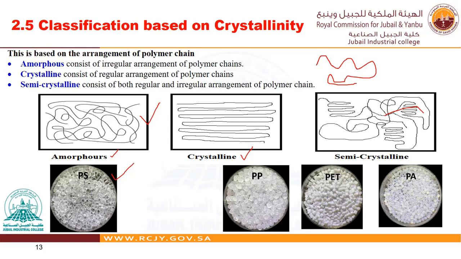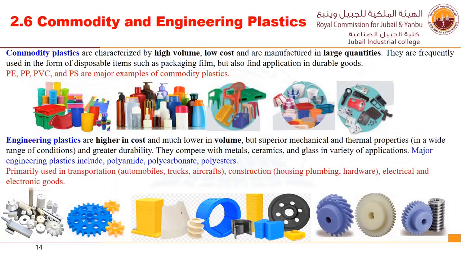But we don't have a commercial polymer that is 100% crystalline. Most of the polymers contain regular arrangement and also irregular arrangement, and therefore they are called semi-crystalline polymers. And these polymers are opaque, they are not transparent. They're either milky, white, or cloudy. An example of that is polypropylene, polyethylene terephthalate, and polyamide. So the percentage crystallinity will determine the applications of this polymer.